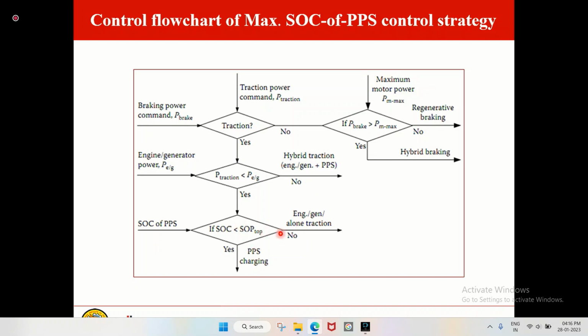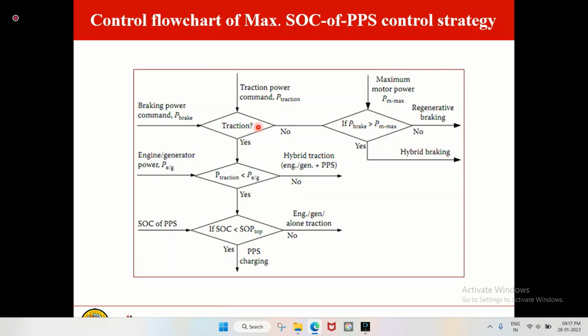If it is not the case, the battery is already fully charged, which means my engine generator alone handles traction, right? Which means there is no need to charge the battery, and the engine generator would do the rest of the things. So this is how the decisions should be made if traction is required, if traction is desired.